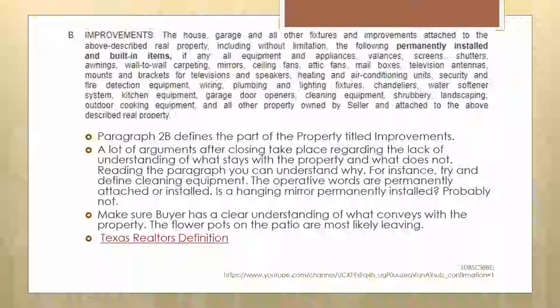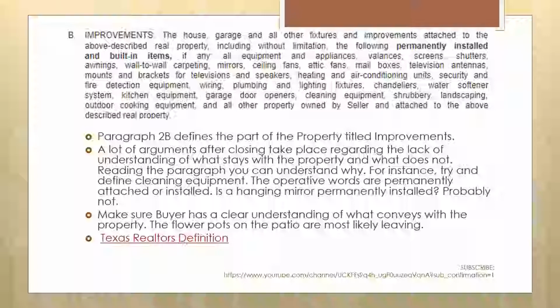Some rural properties may have very little information on the county record. Paragraph 2B defines the part of the property titled improvements. There's a lot of discussion and arguments over what is or are improvements and what stays with the property and what does not. So read this carefully and understand it. There have been many other webinars and discussions from Allegiance Title, etc., and Texas Realtors that will help you understand what includes improvements.